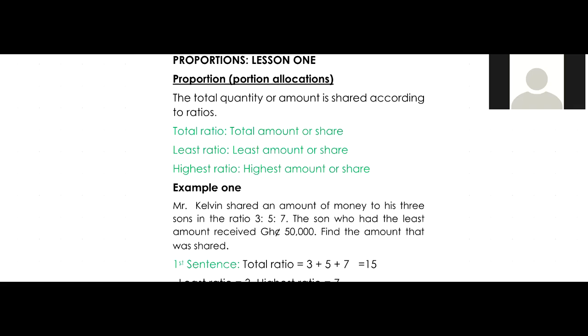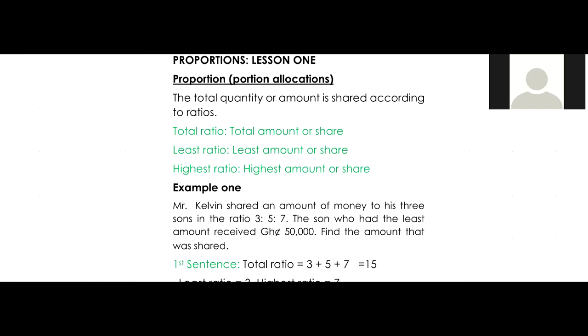The topic for this lesson is proportion, which is the same as portion allocations. According to certain divisions, you allocate to certain people or certain descriptions. So our total ratio, which is our total divisions, is the same as the total amount. The least ratio is the same as the least amount. The highest ratio is the same as the highest amount.